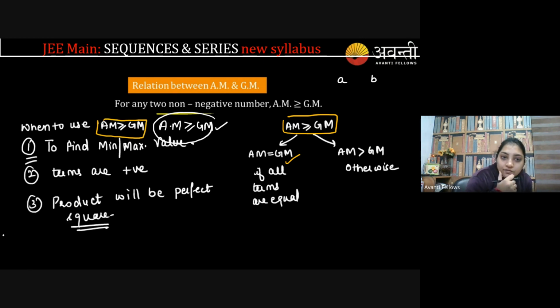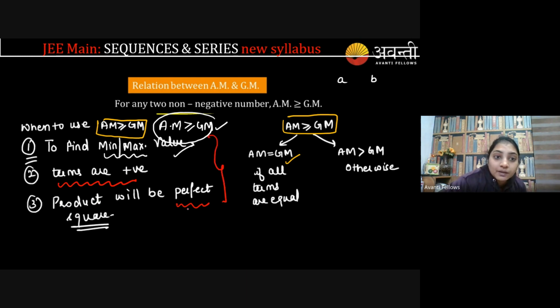So when to use this inequality, must have these points in your pocket. When you have to find the maximum or minimum value for an expression, then all the terms should be positive, and the product of the terms should be a perfect square. These 3 points should be taken care of when to implement AM is greater than GM. Noted? Yes, ma'am. I will focus on these 3 points whenever a question comes. But let me know first, are these 3 points clear to everyone?